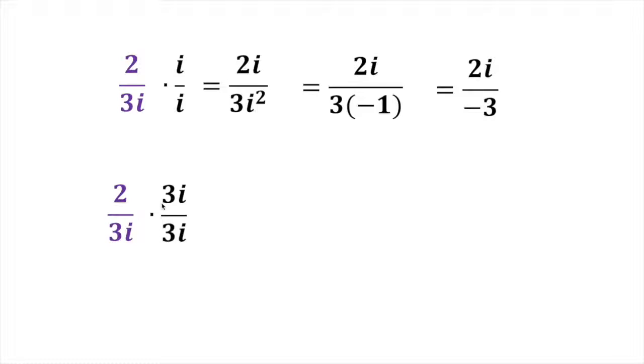If we do that, 2 times 3i gives me 6i. 3i times 3i gives me 9i squared. Okay, well we know i squared is negative 1.